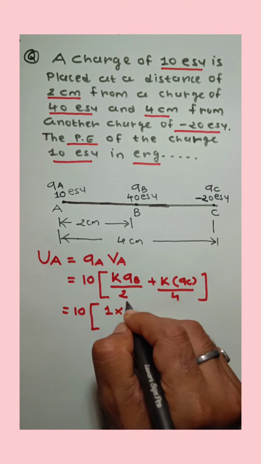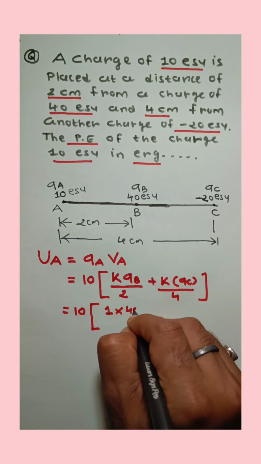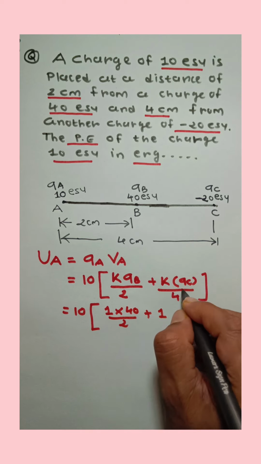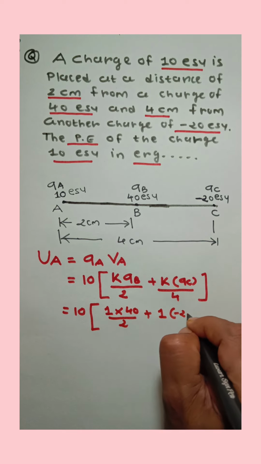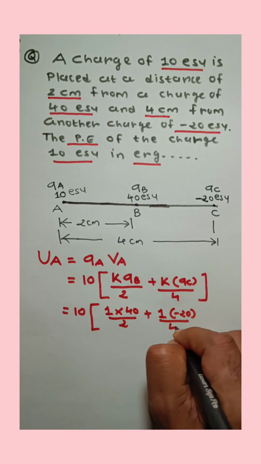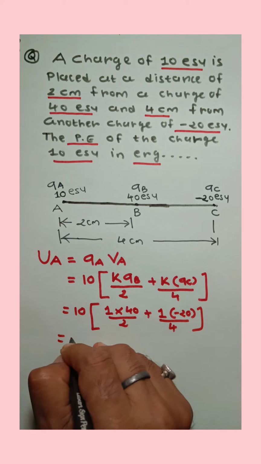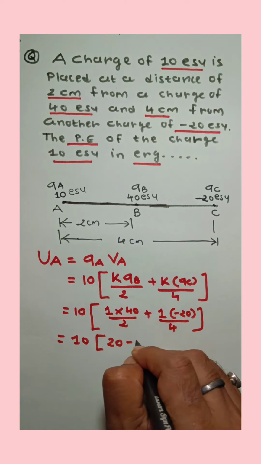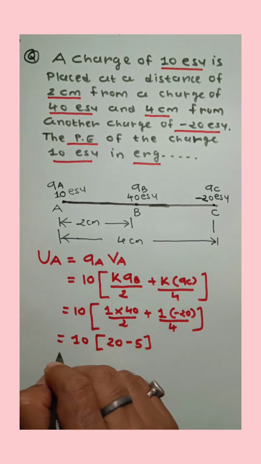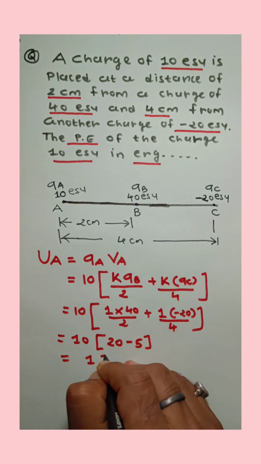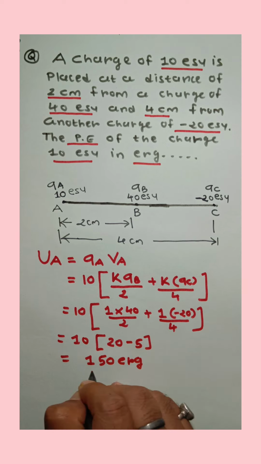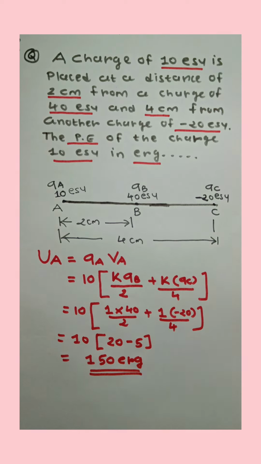So 1 into QB, that is 40 ESU upon 2, plus CGS value of K 1, QC with sign, minus 20 ESU upon 4. So 10 in bracket 20 minus 5, it means 15 into 10. So 150, and CGS unit of potential energy is erg. So answer is 150 erg.